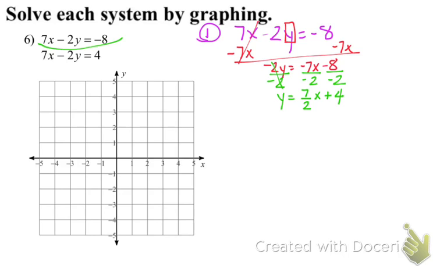Now I have the slope-intercept form of this equation with my y-intercept being 4 and my slope being 7 over 2. So I'm ready to graph. I'm going to go up to 4. Now I can't rise 7 and run 2 this time because I will run out of room in my graph, but I can go down 7 and to the left 2.